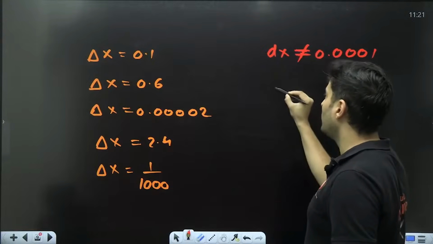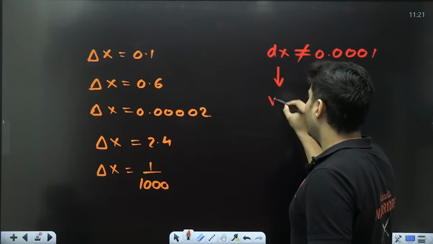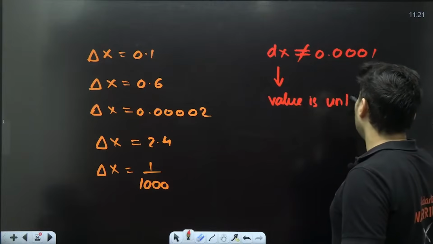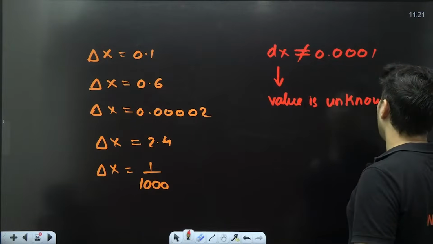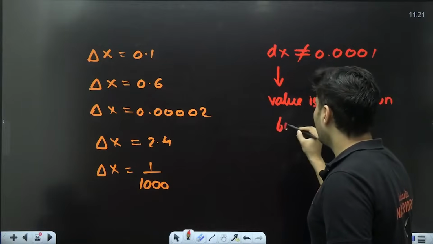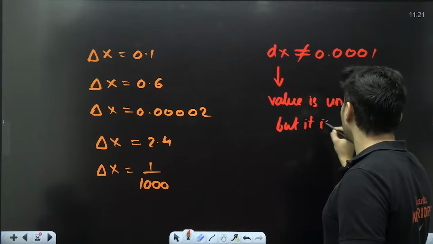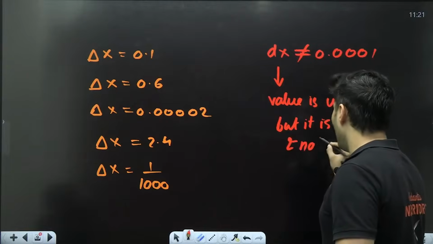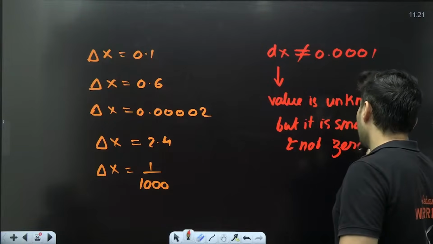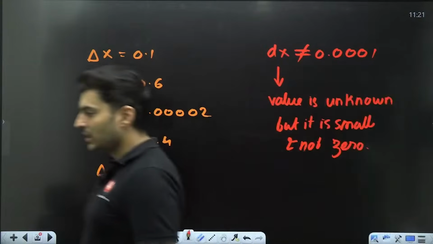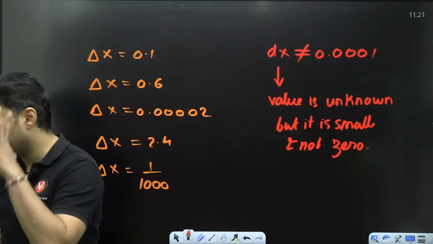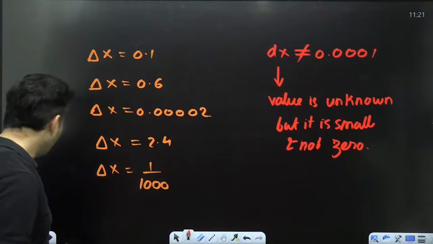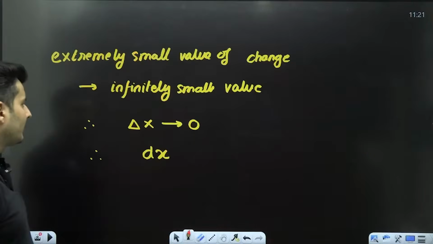I do not know the value. The value is basically unknown. But it is small and not 0. That is what dx means. That is the difference between delta x and dx. A lot of you probably did not know this, so I'm making it very clear.